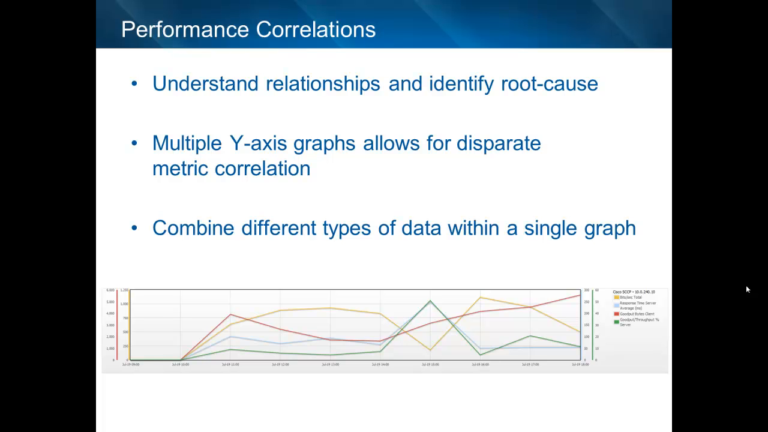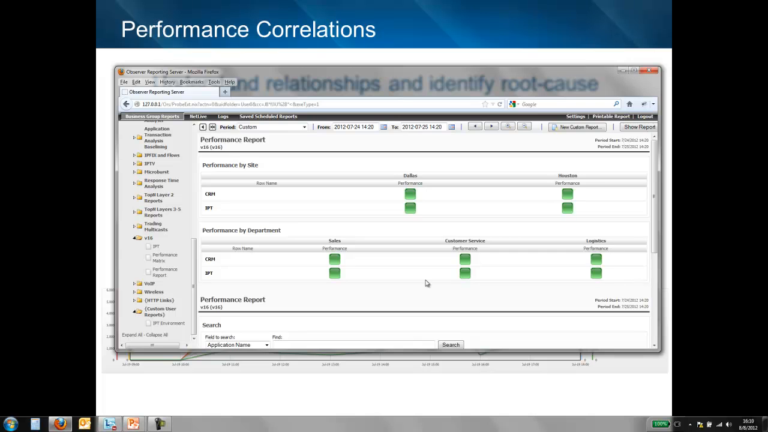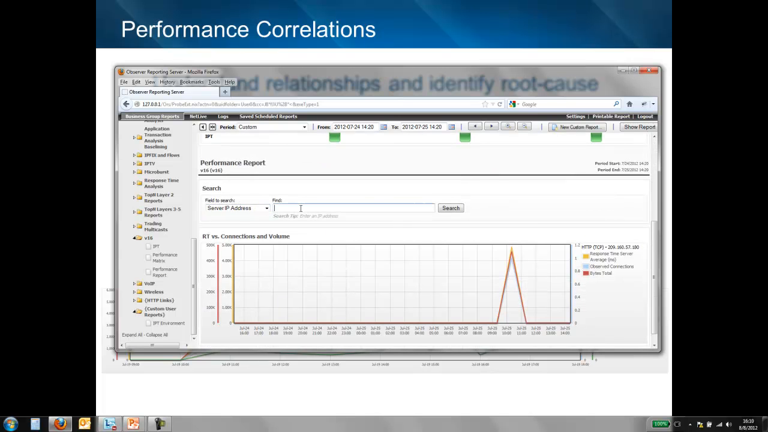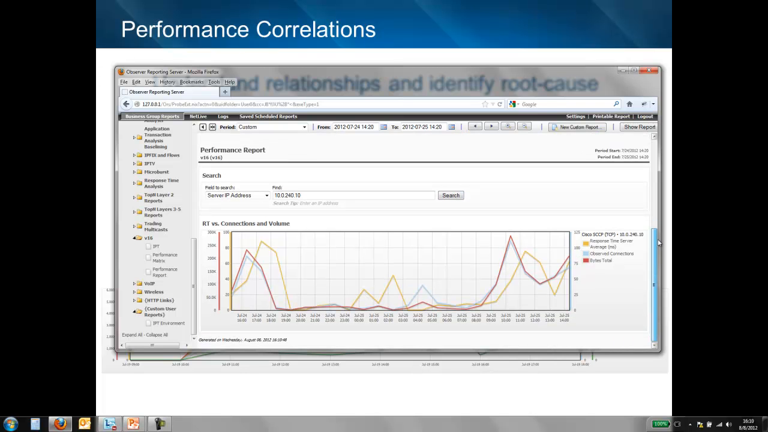Finally, performance correlations allow an organization to understand the relationship between performance and resource consumption. Coming back into the user interface, I'll search on a particular server. And in this case, I'm looking at response time, graphed in yellow, against the number of observed connections and the total volume of data being exchanged with this application server. And I can see there's a definite relationship between the response time my end users experience and the number of transactions and the volume of information being exchanged with this application server.